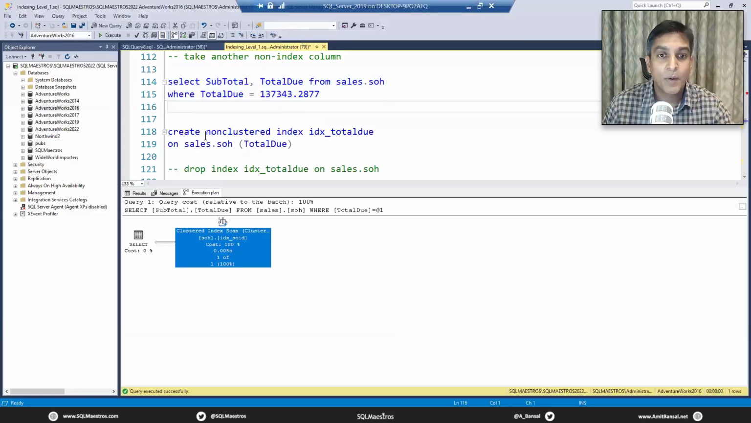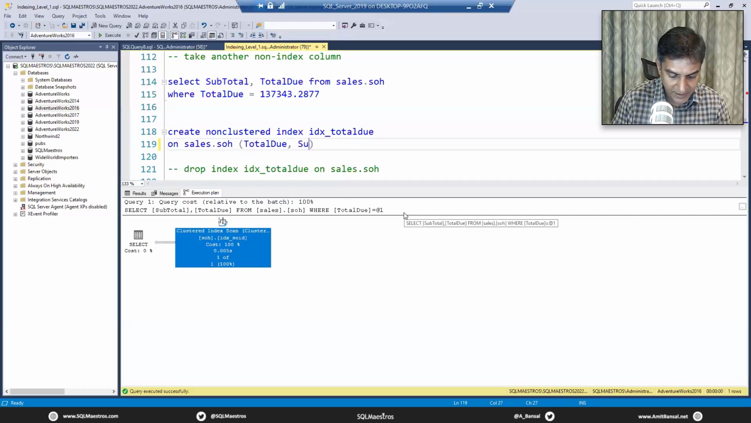Now, let's do one. We are going to create a non-clustered index on this table, sales order header, and that's the name of the index, IDX total due, and we put our column index key as total due. Now, any index, clustered or non-clustered, could be a single column index or it could be a multi-column index. Like for example, here you have select subtotal and total due. I could always put subtotal also here, like I can just put it like this, right? We could do this. We're going to discuss this in part 3 as to when, why, how would you do such things. But for the time being, let's keep things simple with single column indexes.